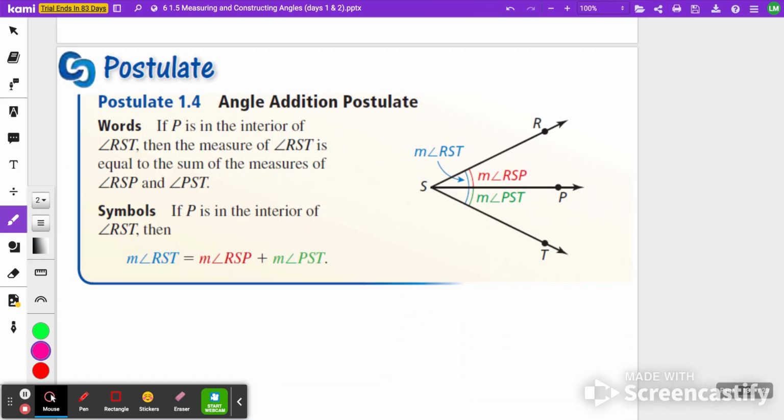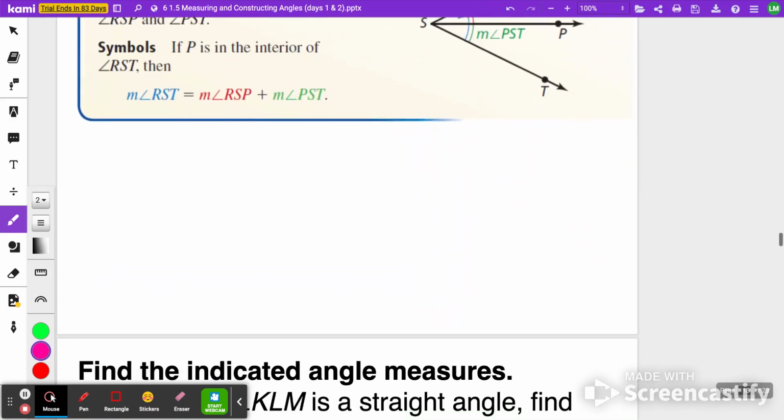And that just means if we take the measure of one angle and add it to the measure of another angle, it's going to create that entire angle. It's very similar to that lighthouse activity we saw where we named the different angles in there. So what we're going to do now is practice that.